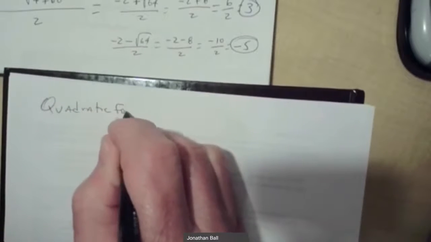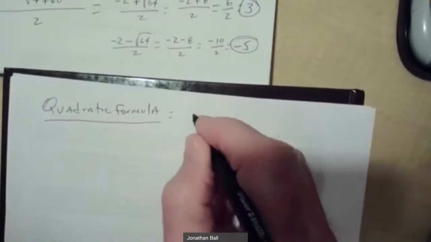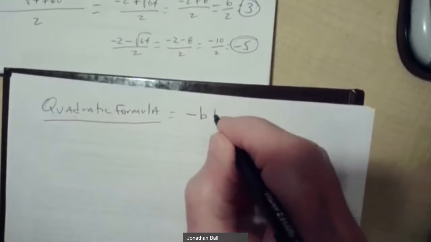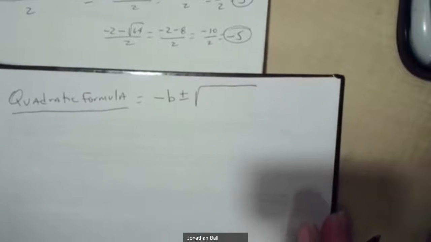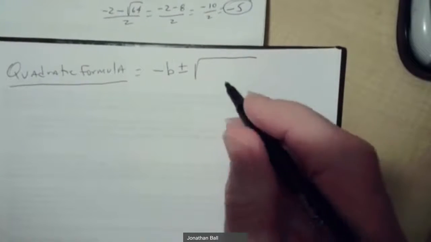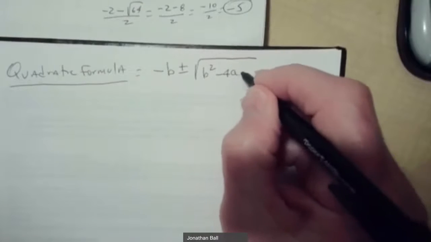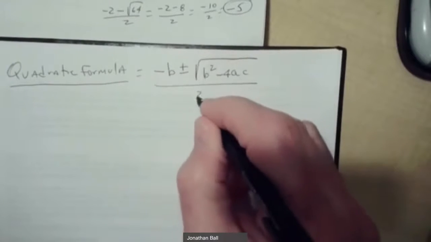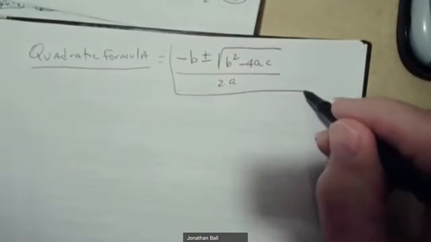The quadratic formula is this. It's negative b plus or minus the square root of b squared minus 4ac over 2a. I know it looks terrible. It's really not bad. It just looks bad. Okay. So there's our handy dandy quadratic formula.